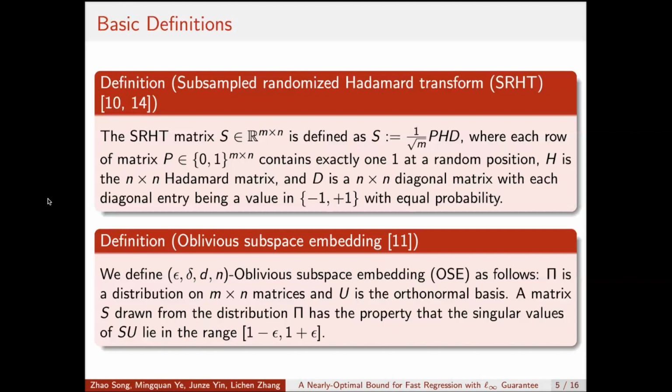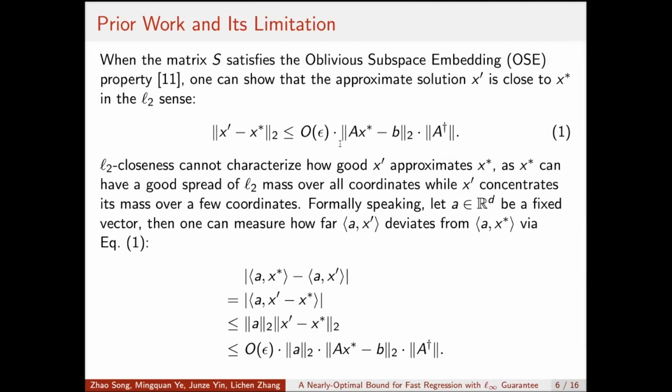The second definition is oblivious subspace embedding. We define OSE as follows. Pi is a distribution on M times N matrices, and U is an orthonormal basis. A matrix S drawn from the distribution pi has the property that the singular values of SU lie in the range from 1 minus epsilon to 1 plus epsilon. When the matrix S satisfies the oblivious subspace embedding property, one can show that the approximate solution X prime is close to X star in the L2 sense, namely the L2 norm of X prime minus X star is bounded.